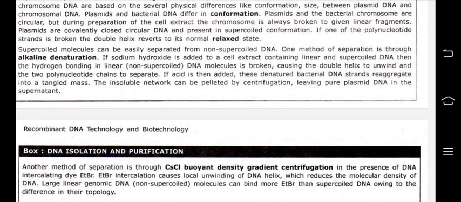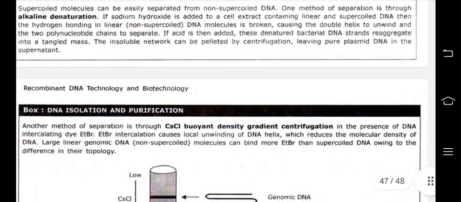If sodium hydroxide is added to a cell extract containing linear and supercoiled DNA, then the hydrogen bonding in linear, non-supercoiled DNA molecules is broken, causing the double helix to unwind and the two polynucleotide chains to separate. If acid is then added, these denatured bacterial DNA strands re-aggregate into a tangled mass. This insoluble network can be pelleted by centrifugation, leaving pure plasmid DNA in the supernatant.